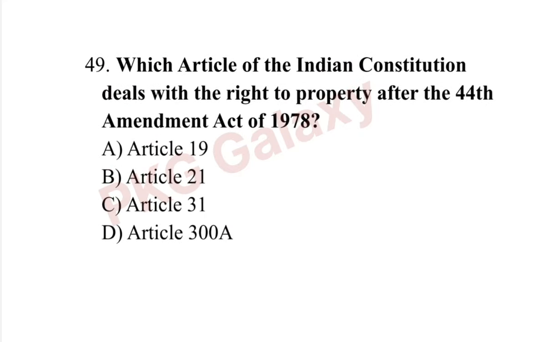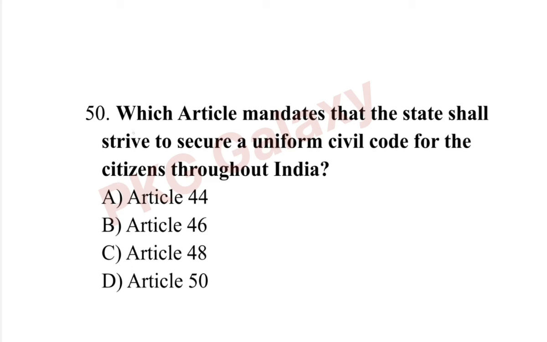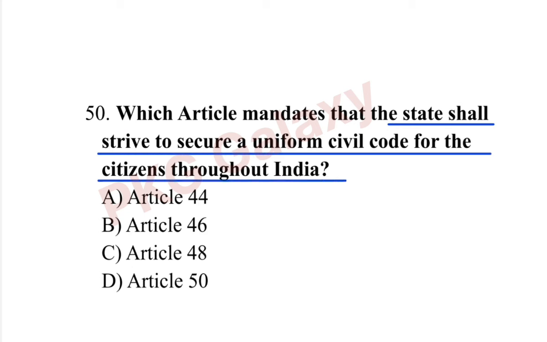Next question. Which article of the Indian Constitution deals with the right to property after the 44th Amendment Act of 1978? The correct answer is option D, Article 300A. Which article mandates that the state shall strive to secure a uniform civil code for the citizens throughout India? The correct answer is option B, Article 44. Article 44 mandates the state to strive to secure a uniform civil code for the citizens throughout India.